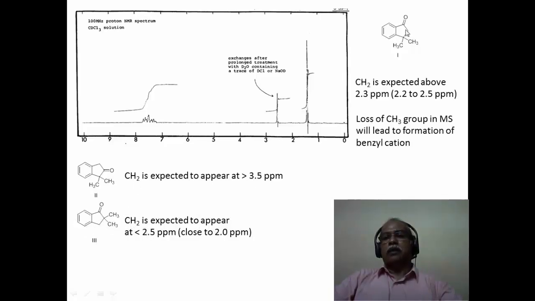Whereas this particular CH2, which is actually adjacent to a carbonyl functional group, is expected to come around 2.2 to 2.5 ppm. It actually comes around 2.3 ppm or so in this particular case. Sorry, it is coming around 2.6 ppm or so. The loss of a methyl group in this particular case will give a stable carbonium ion. So that is also justified in the mass spectra fragmentation pattern, to give a benzyl cation from this particular structure.